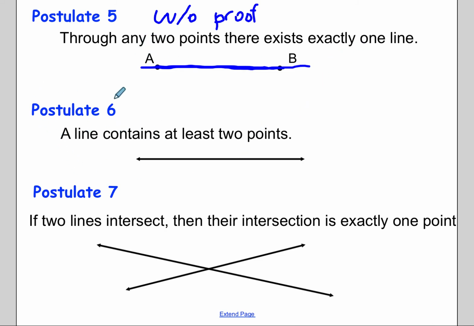Postulate 6: a line contains at least 2 points, right? I cannot have 1 point and call it a line. That's not a line, that's a point. So in order to have a line, I have to have at least 2 points that are connected. That's what qualifies it as a line. Once again, that's kind of accepted. And then last, postulate 7: if 2 lines intersect, then their intersection is exactly 1 point. So here we have 2 lines intersecting. The point that they intersect is exactly 1 point, no more and no less. So this is 1 point, and this is their intersection.